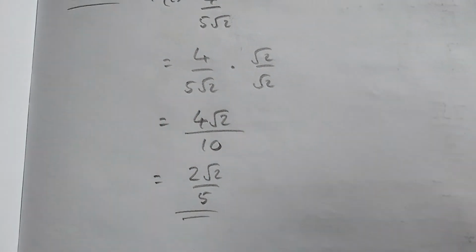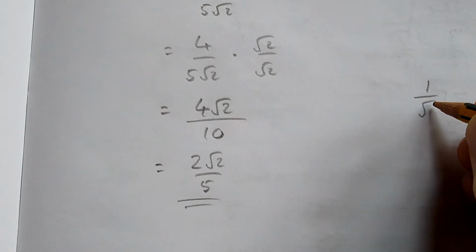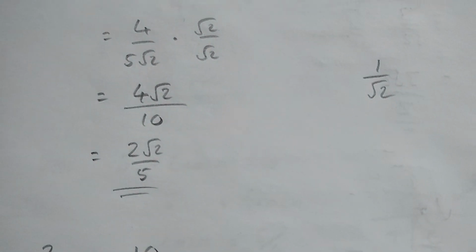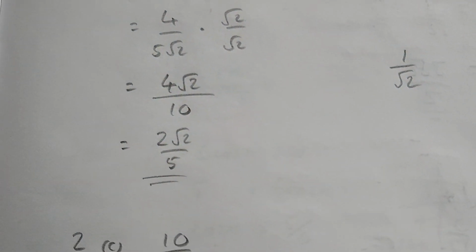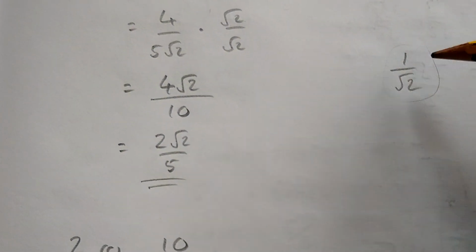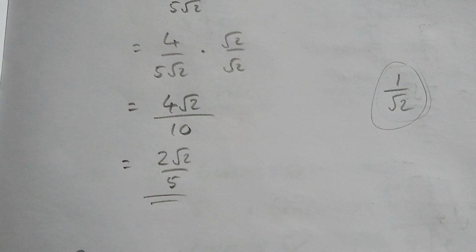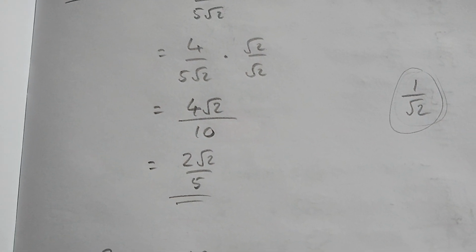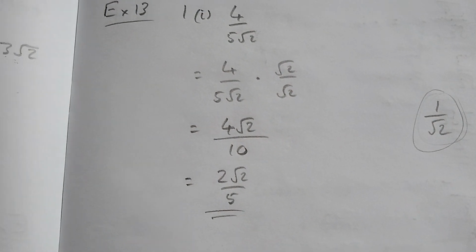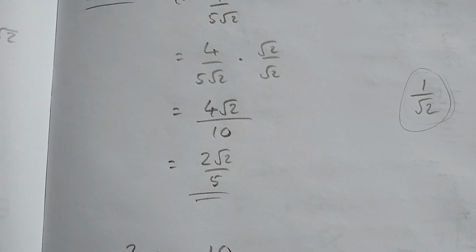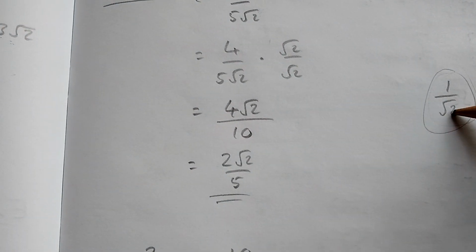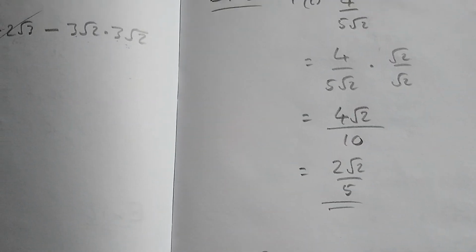The one time we'd really get away with that is when we're writing 1 over root 2. That's a very common surd in higher maths. We'll find out more about it later on. I'll not talk about it just now, but that's about the only time we'd get away with writing an answer with a surd on the denominator.